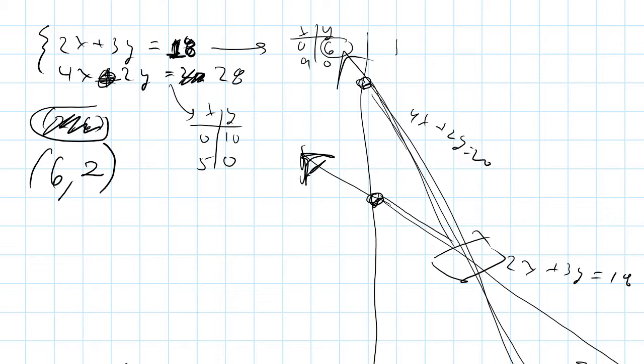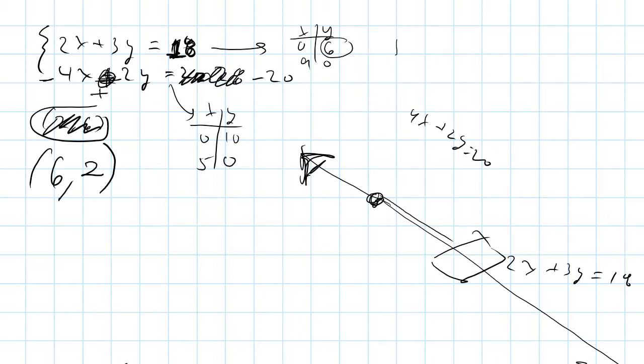How about minus 4x plus 2y? That will shrink that number down. So minus 4x is minus 24, plus 4 is minus 20. Yes, this will fix my problems. That is also going to change. Wow, I didn't mean for all that to disappear.